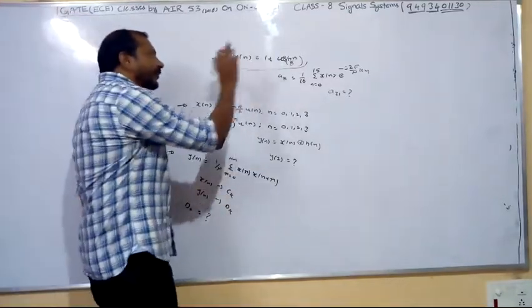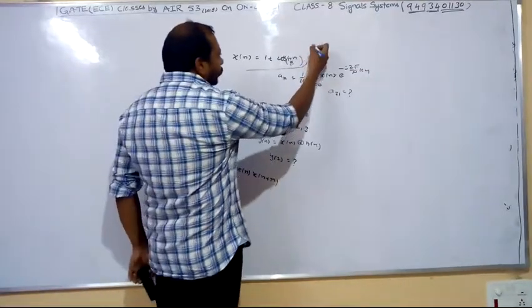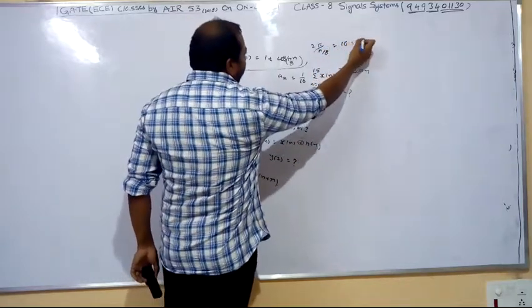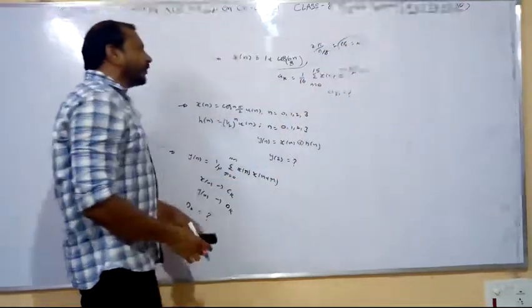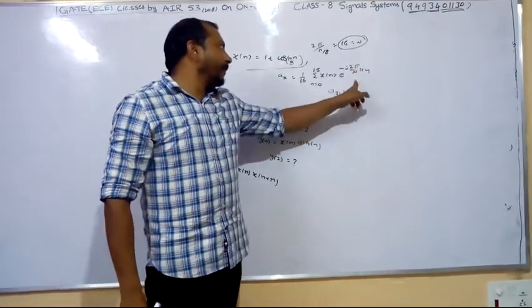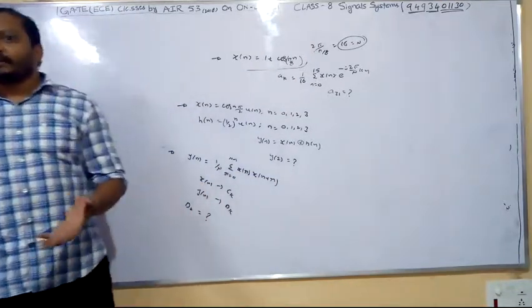By seeing the signal, x of n is periodic, no doubt at all. What is the period of this one? It is equal to 2 pi divided by pi by 8, which is equal to 16. So N is equal to 16, and observe this expression: 1 by N, summation n from 0 to N minus 1, x of n e to the power minus j 2 pi by N kn. It is simply your c k only. Right or wrong?